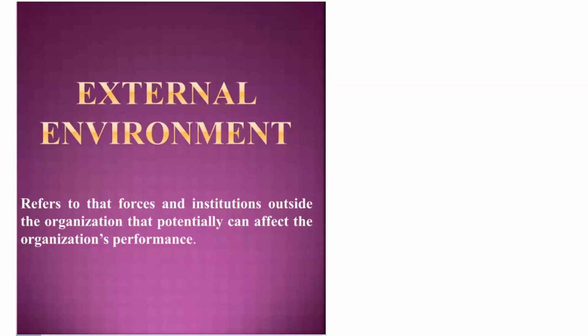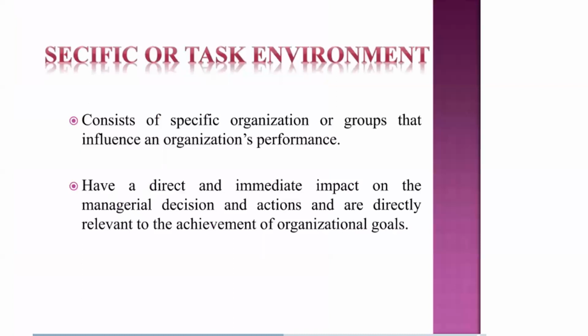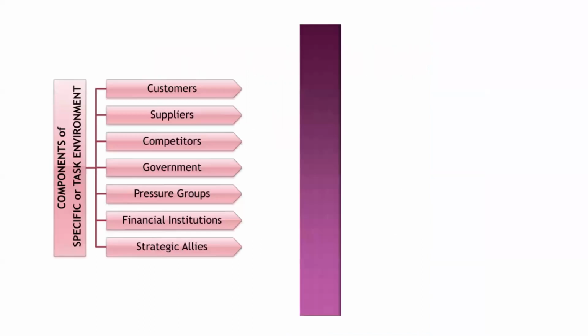Now we'll see what those different types of environment are. The first one is the specific or task environment. Specific in the sense that it is related to our organization. It consists of specific organizations or groups that influence an organization's performance. It has a direct and immediate effect on managerial decisions and actions, and is directly relevant to the achievement of the organization's goals. So it is related to particular groups or particular organizations, and it will impact only those organizations. We'll now see the specific components of the business environment, which is customers. We all know the customer is the king of any business.